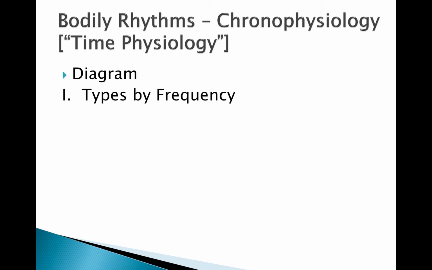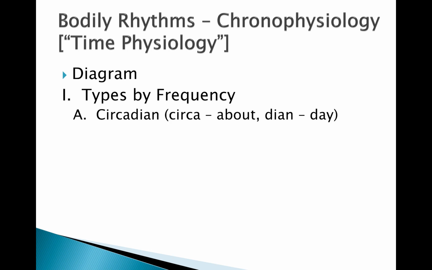Okay, so we talked about frequency. We're going to look at the different types by frequency. And the first type that you're probably familiar with is circadian rhythm. Okay, so circa means about, dian means day. So it's about a day, which is 24 hours in length.